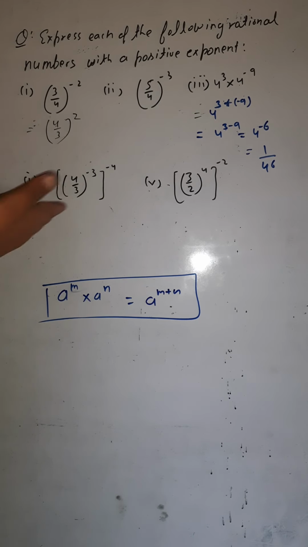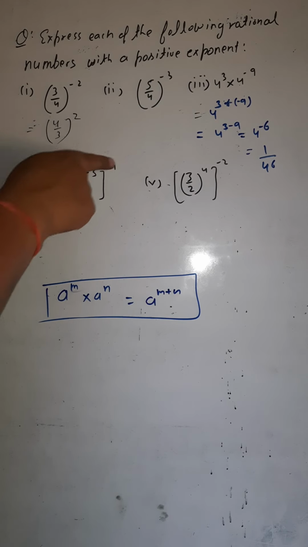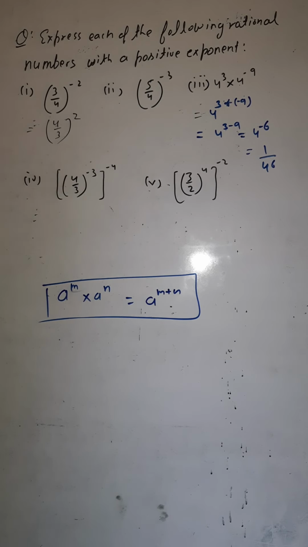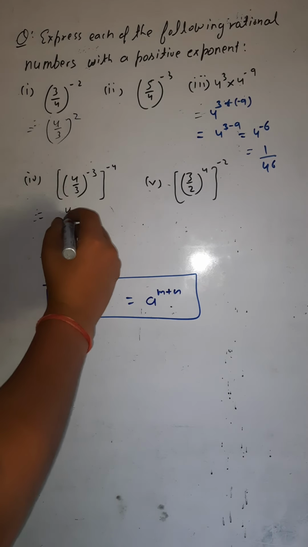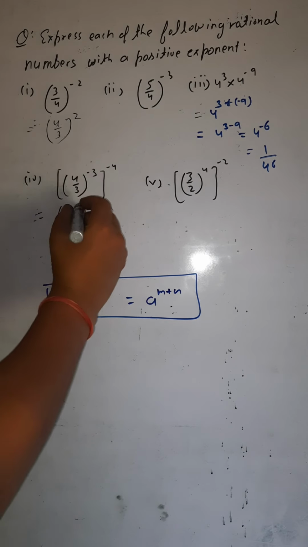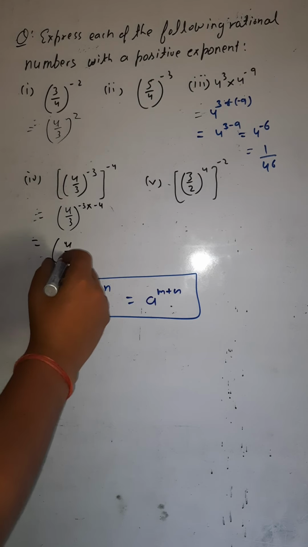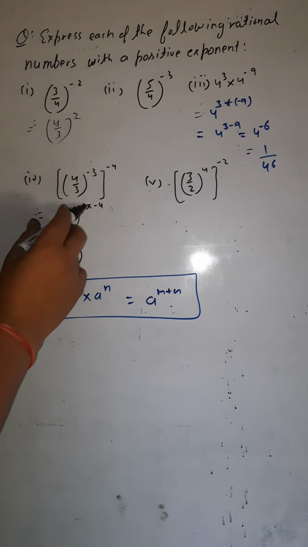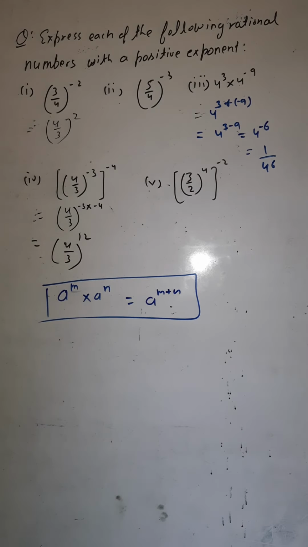Okay, now this is the next question. The formula which we will be using here is again the previous one. If it is a raised to the power m, again whole raised to the power n, then the powers are going to be multiplied. So you would multiply this. This can be written as 4 by 3 whole raised to the power minus 3 multiplied by minus 4. So it would become 4 by 3 whole raised to the power, minus into minus is plus, 3 fours are 12. So the power has become positive.